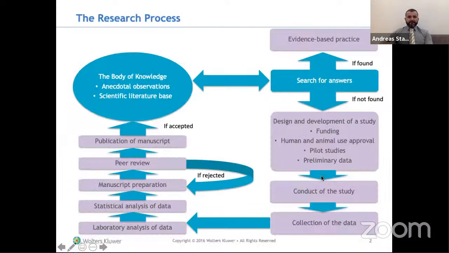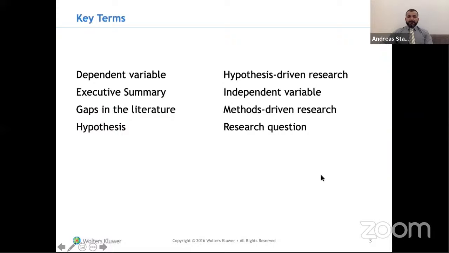Again, we start with this, and as you can see, in the second chapter we talked about evidence-based practice, which is up top on the right side. Now in this chapter, we'll talk mainly about what is right underneath, search for answers, on the right side again. We're going to start talking about how you design and develop a study. Okay? These are the key terms that I would like you to know. Again, at the very end of each chapter, there's a glossary.